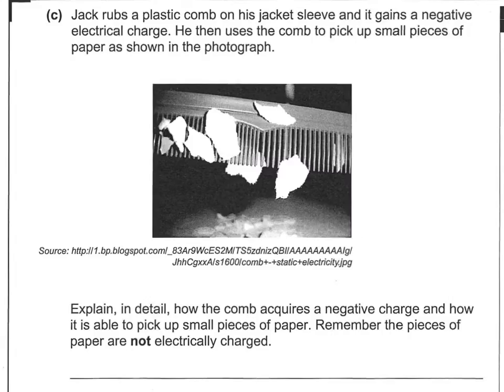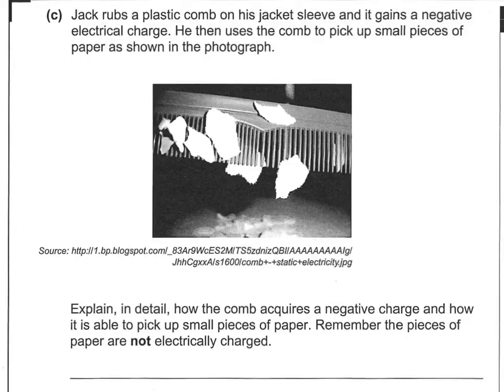Part C. Jack rubs a plastic comb on his jacket sleeve and it gains a negative electrical charge. He then uses the comb to pick up small pieces of paper as shown in the photograph. Explain in detail how the comb acquires negative charge and how it is able to pick up small pieces of paper. Remember, the pieces of paper are not electrically charged.